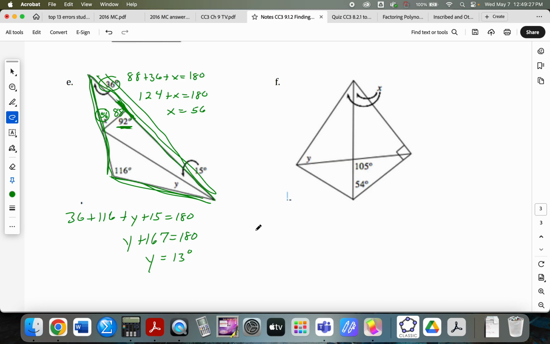Pardon? That's the boring way? Yeah, the other way is to find this angle and then find this angle and then use this triangle. You have to find two other angles before you get to y. Pardon? It's very fun.